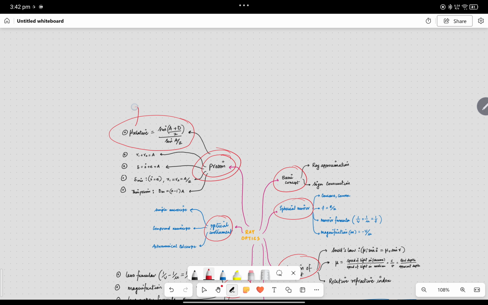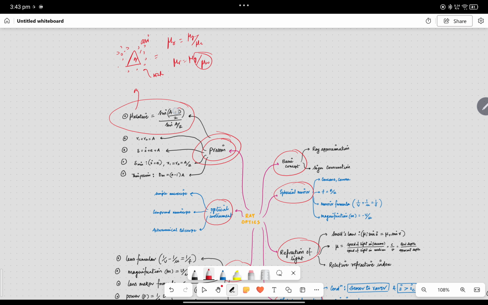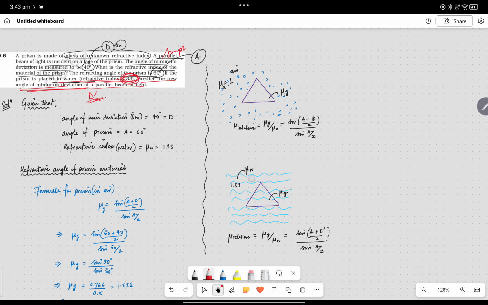And in the theory, this mu relative means that the prism is placed in some medium, right? Suppose the prism's medium is air, and the prism is made of glass, then mu relative is mu glass by mu air. If the medium in which the prism is placed is water, then mu relative will be mu glass by mu water, right? So this is what relative means. And similarly, as you change the medium, the minimum angle of deviation is going to change, other things are going to be constant, right? So this is the theory, and now let's solve this question.